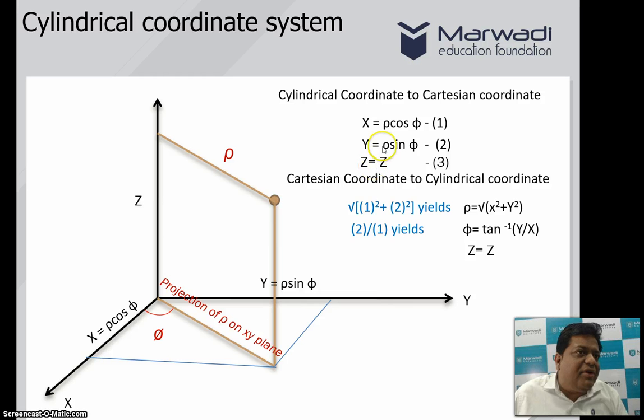So I can very easily convert cylindrical to the Cartesian coordinate system. Now if I want to go in reverse, I take these 3 equations into consideration. First, I take the square on both sides. I get x square plus y square equals rho square cos square phi plus rho square sin square phi. However, cos square phi plus sin square phi is 1, so x square plus y square equals rho square, and rho equals root of x square plus y square. Similarly, if I divide equation 2 by 1, I get tan phi equals y by x, so phi equals tan inverse of y by x, and z remains the same.